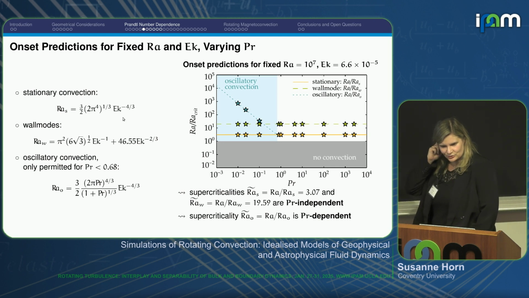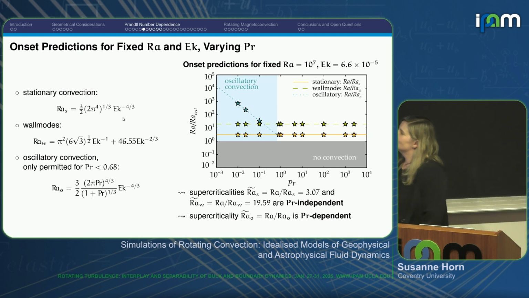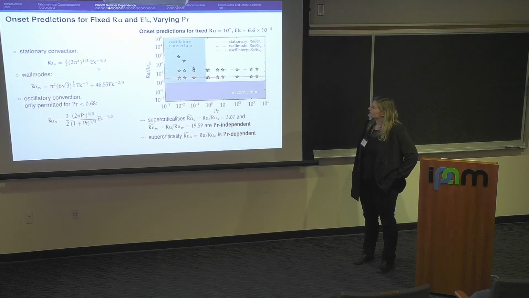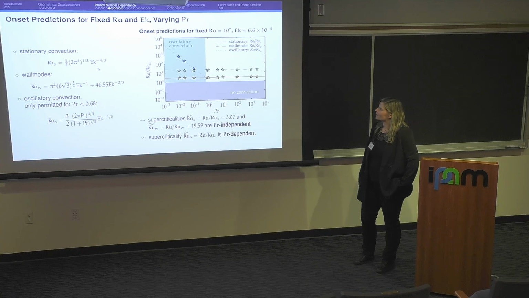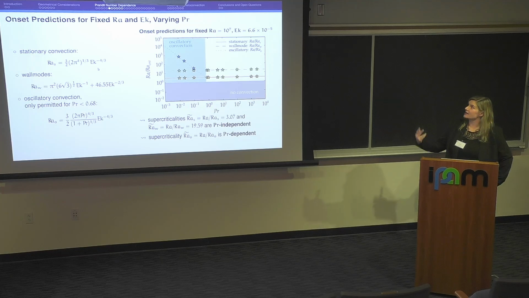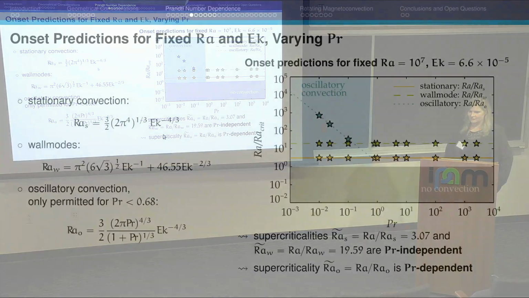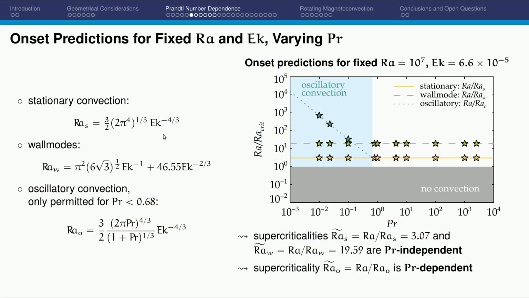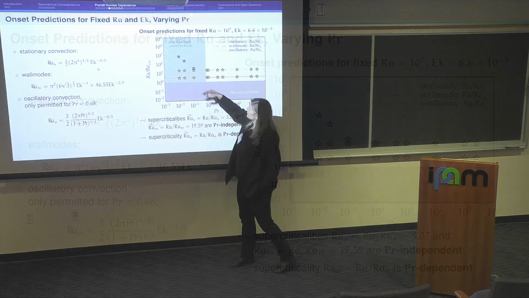And what I've tried to do is to actually just show you some interesting flow fields. What are the onset predictions if we fix one of the control parameters, namely if we fix Ekman? It's not that small, it's 6.6 times 10 to minus 5. And if you have a fixed Rayleigh number, what we see here is that the yellow is the stationary onset, we have the wall mode onset, and we have the oscillatory onset.